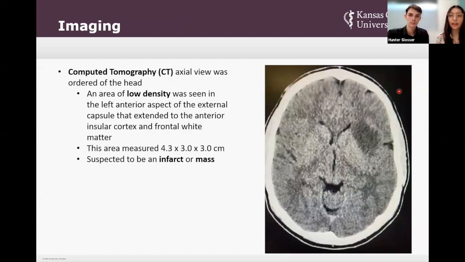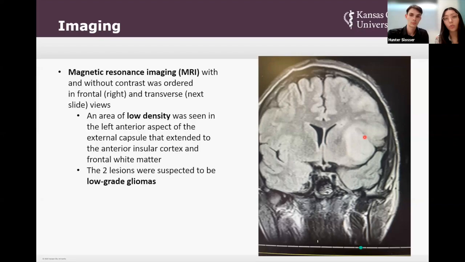Imaging was ordered. Here we have a CT in the axial view, and you can see this area of low density on the patient's left side. This is in the left anterior aspect of the external capsule, and it extends to the anterior insular cortex and frontal white matter. It measured 4.3 by 3 centimeters, and it was suspected to be an infarct or a mass. Then an MRI was ordered as well, in the frontal and transverse views. Here we have the frontal view, and you can see in the same area that low density on the left side, and they were suspected to be low-grade gliomas.